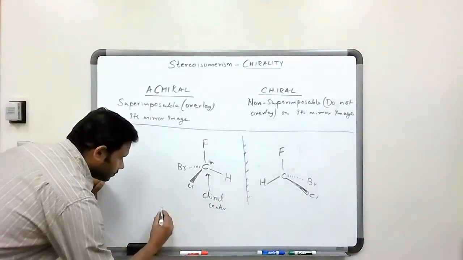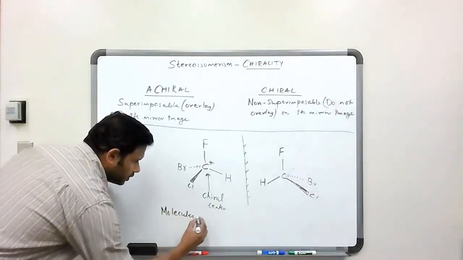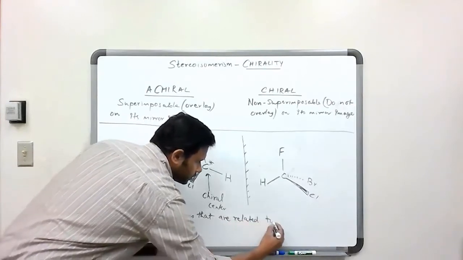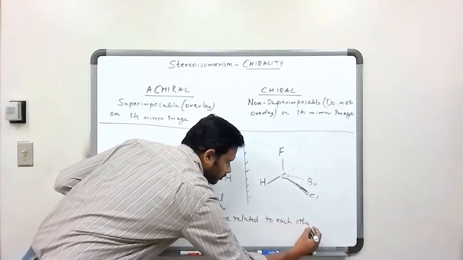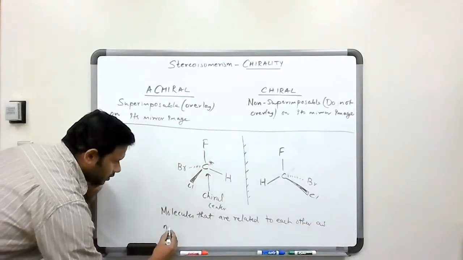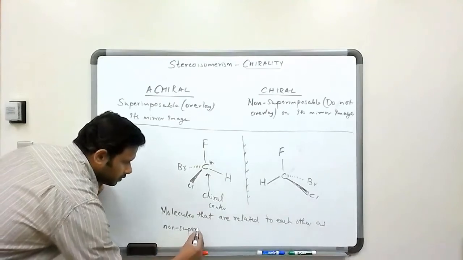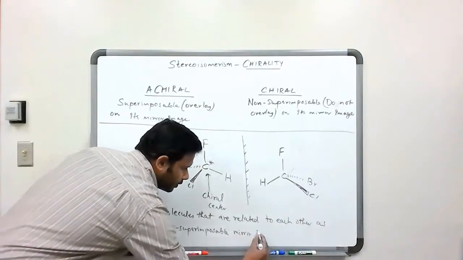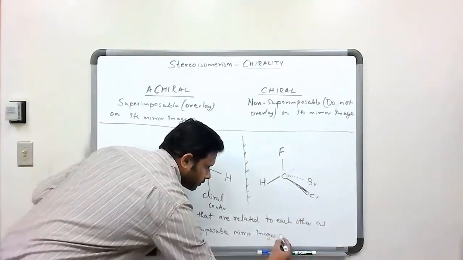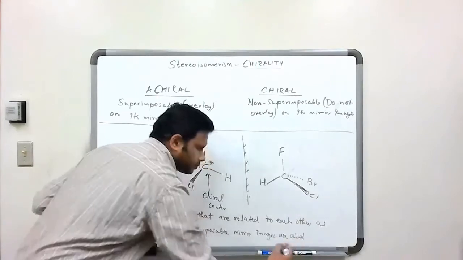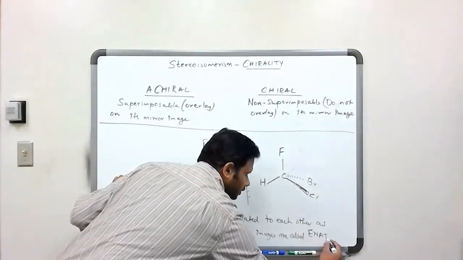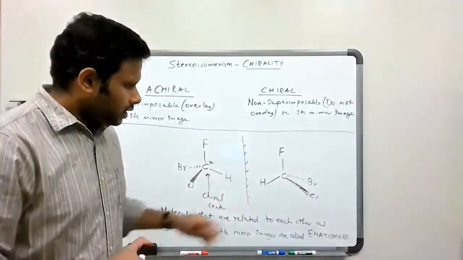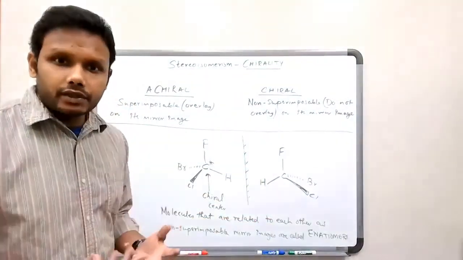Molecules that are related to each other as non-superimposable mirror images are called, there is a special name for them, enantiomers. And enantiomers are one kind of stereoisomers.